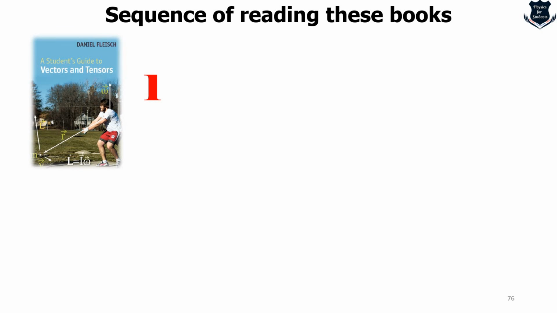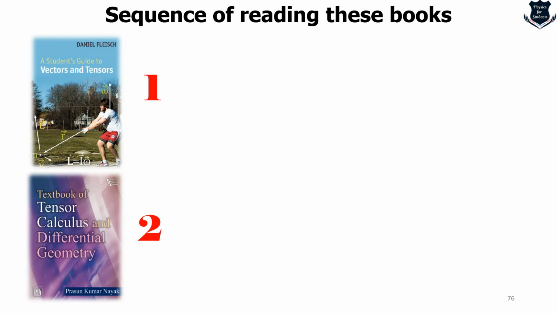So taking into account all those 6 books, first I would say start with Vectors and Tensors by Daniel Fleisch. That would give you an intuitive, basic, simple, yet a very logical and clear understanding of vectors and tensors. Then move into Prasun Kumar Naik's book, because that would be related to the thing that you have learned, but with much more rigorous mathematical proofs, and those things of tensors you will now start relating to physics and differential geometry.